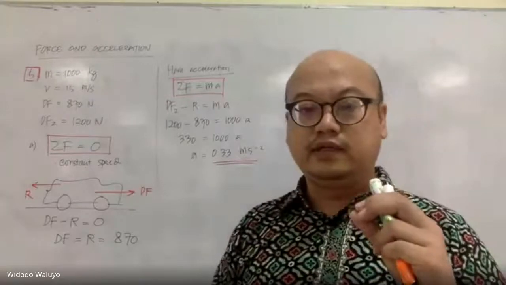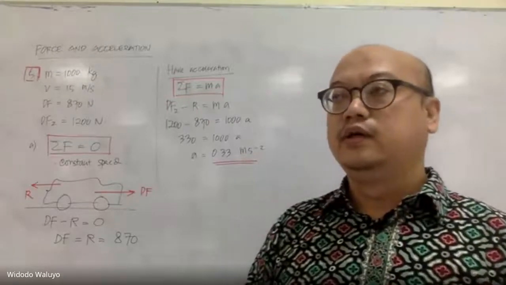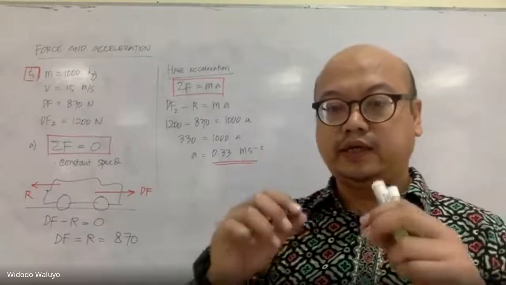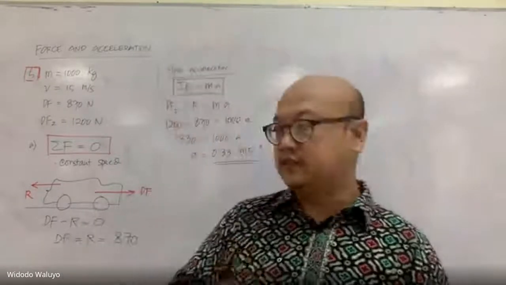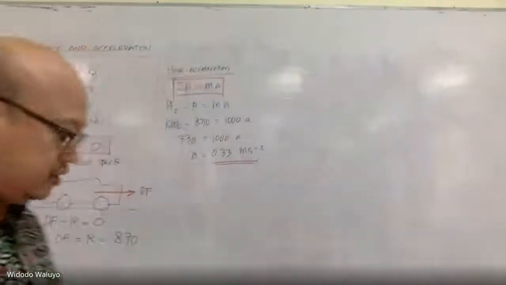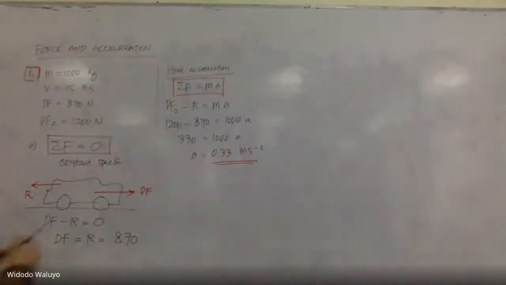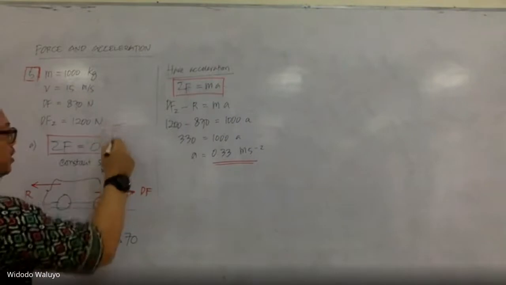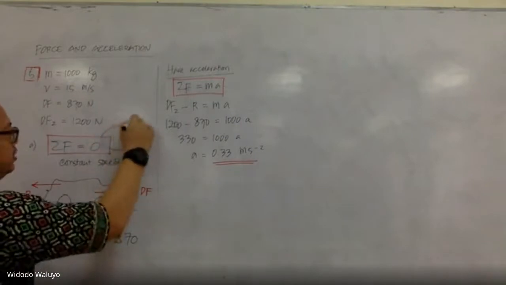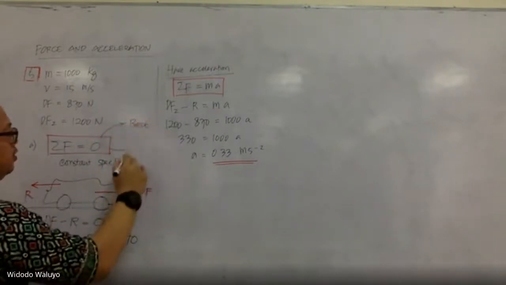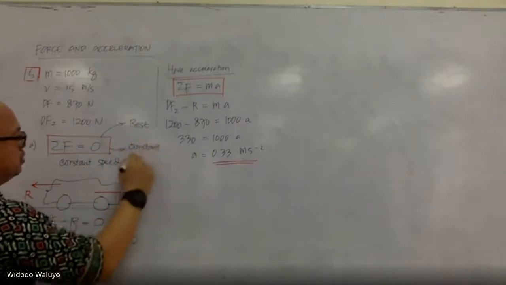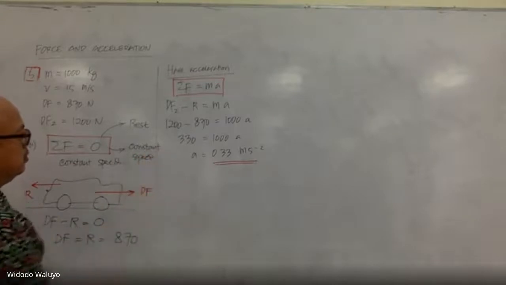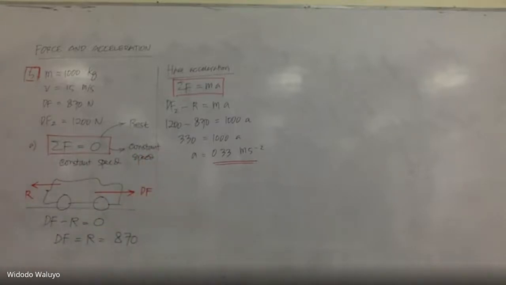The concept of Newton's law. When the object has constant speed or the object is at rest, the total force equals zero. There are two conditions: it is at rest, or it has constant speed. Total force equals zero.